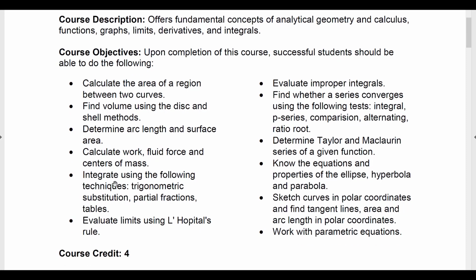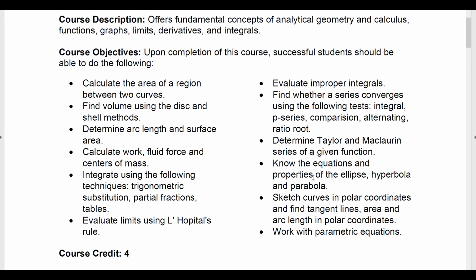Integrate using the following techniques: trigonometric substitution, partial fractions, and tables. I really enjoyed partial fractions, a fun topic, and then using tables. Evaluate limits using L'Hopital's rule. Evaluate improper integrals. Find whether a series converges using the following tests: integral, p-series, comparison, alternating, root, and ratio. Determine the Taylor-Maclaurin series of a given function.